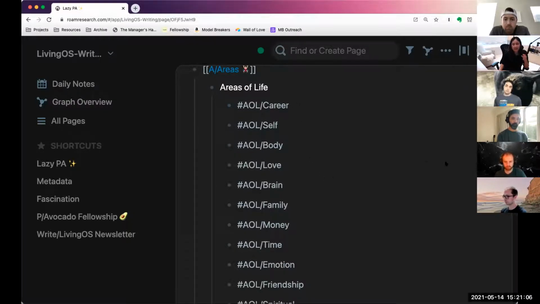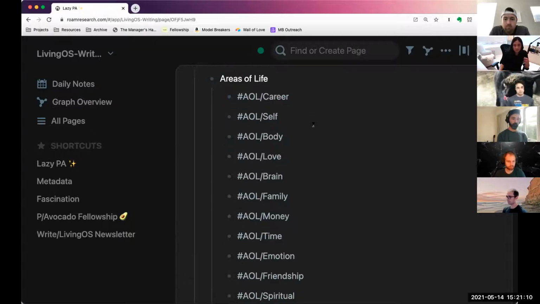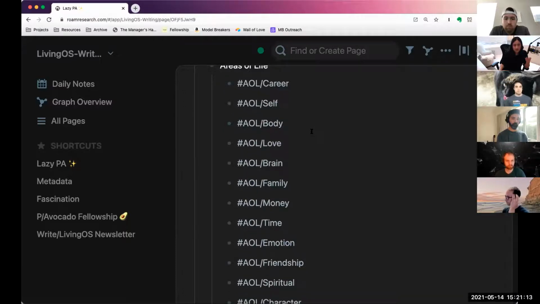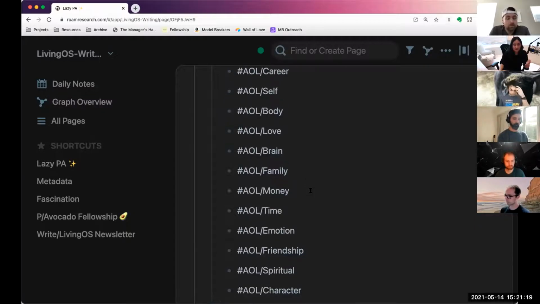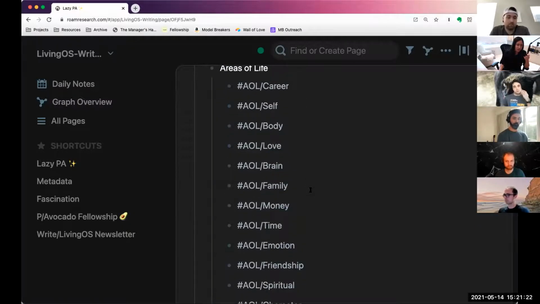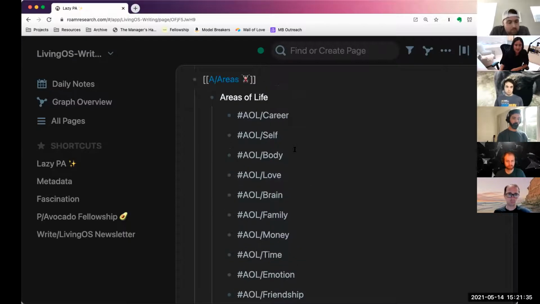So instead of saying areas of a productivity system, I just think about what are some of the key pillars of my life: career, self, body, love, brain, family, money, time, emotion, friendship, spirituality, character. These are the top areas of my life that I want to consistently invest in, no matter where I am, which stage I am in, or what I'm doing. So that's usually how I use area.